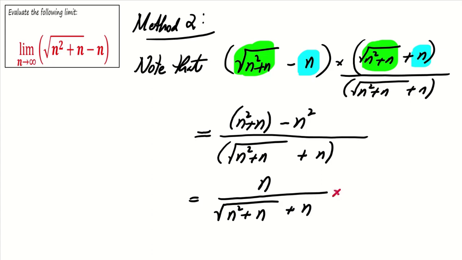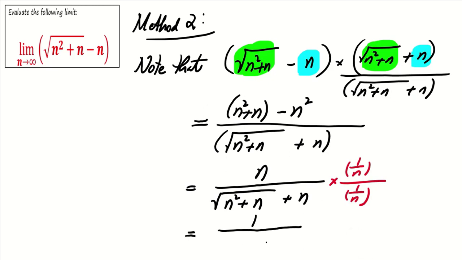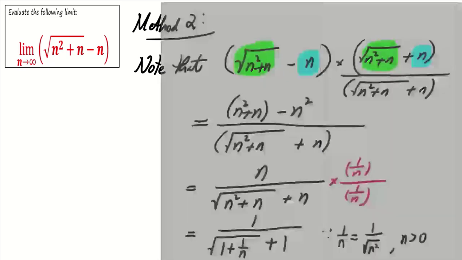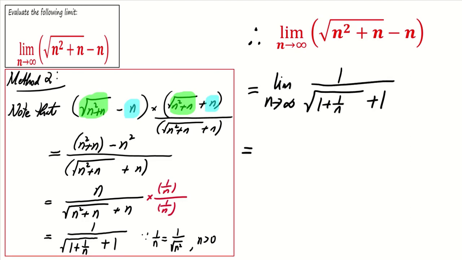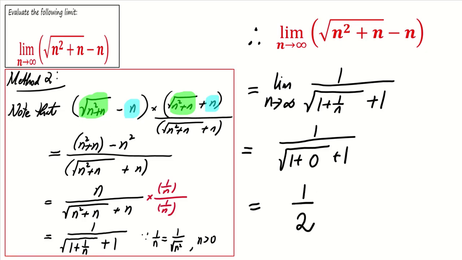Now, multiply the numerator and denominator by 1 over n. This gives us the following, as 1 over n is equivalent to 1 over the square root of n squared for all positive n. With this transformation, we can compute the limit in today's question. Substituting the value of n, we get 1 over the square root of 1 plus 0, plus 1, resulting in 1 over 2. Using the conjugate is a common technique for finding limits.